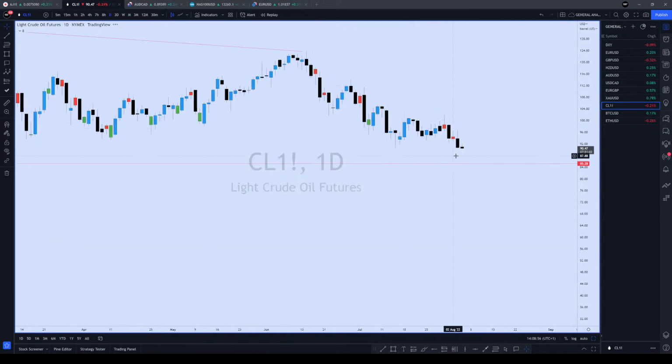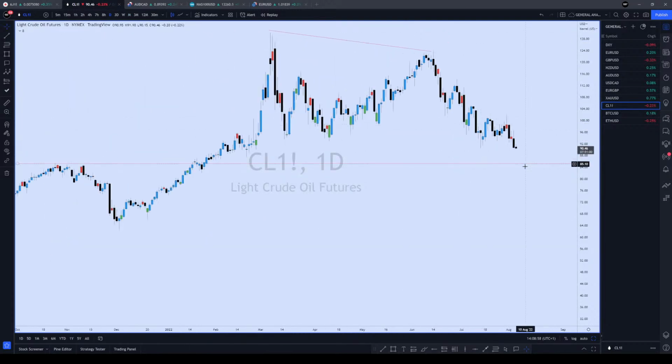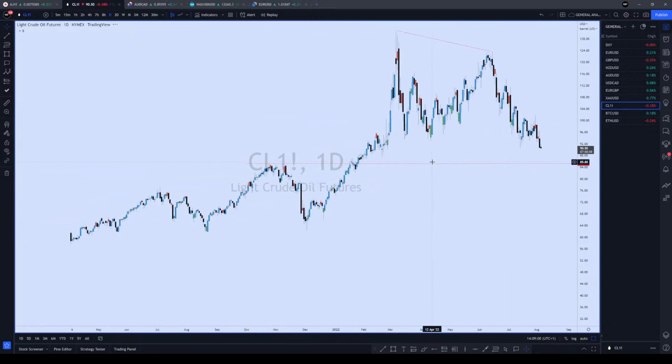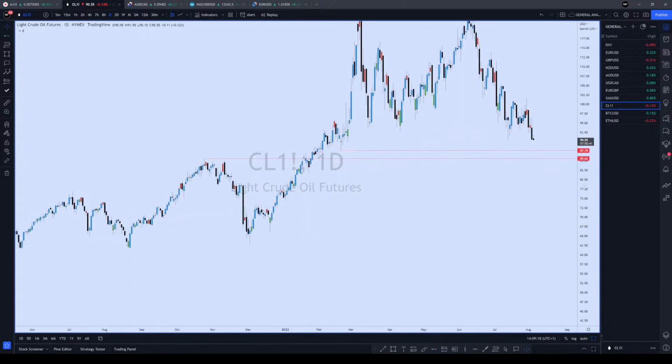So any pullback is subject to sell, right? Any pullback is subject to sell. So I would think for now, target this low. If you trade oil, target that low. So we're looking at these as our downside objectives, okay?